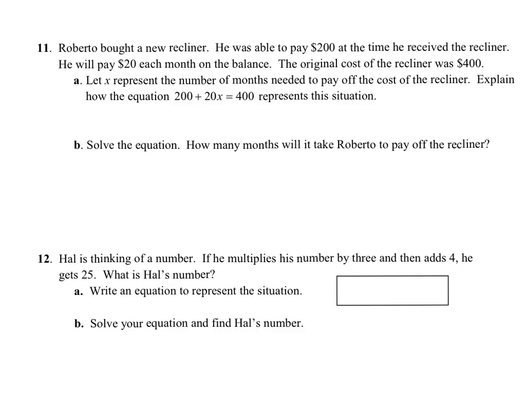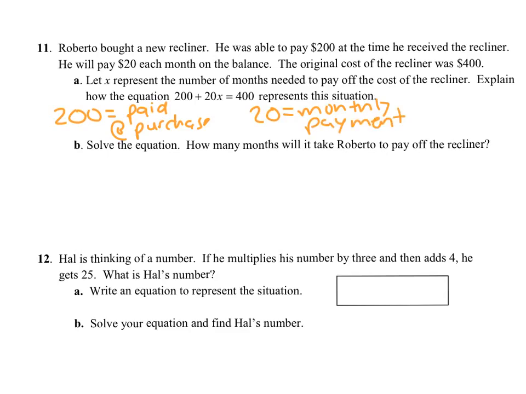Okay, so the 200 is the amount he paid at purchase. So that's how much he paid initially. The $20 is how much he pays each month. So 20 is his monthly payment. And then the 400 is the total cost of the recliner.